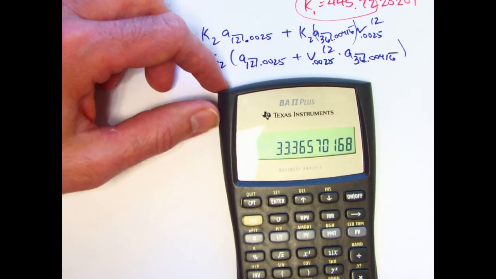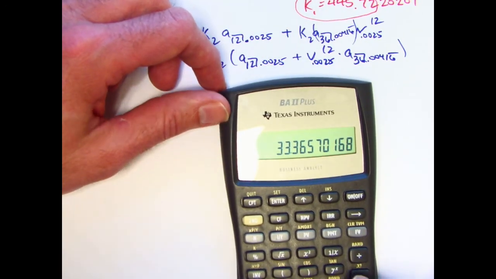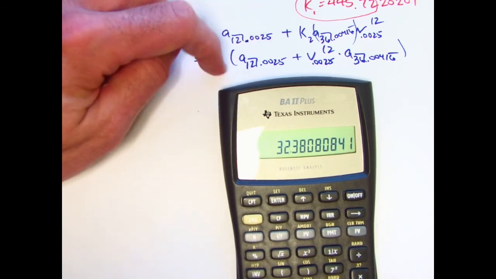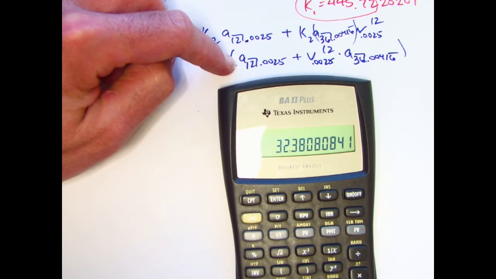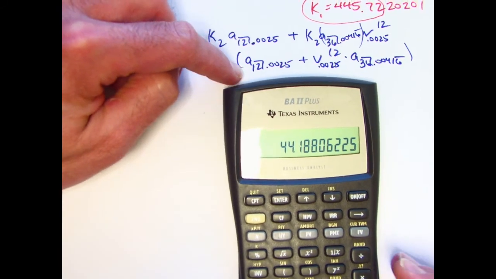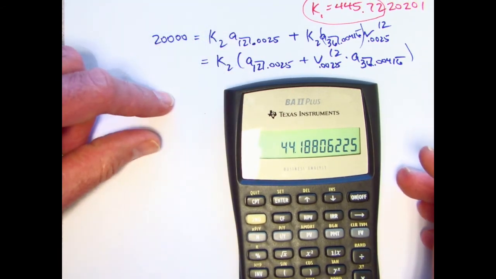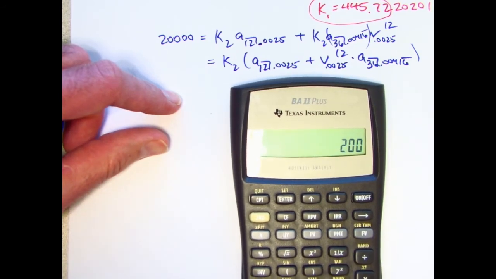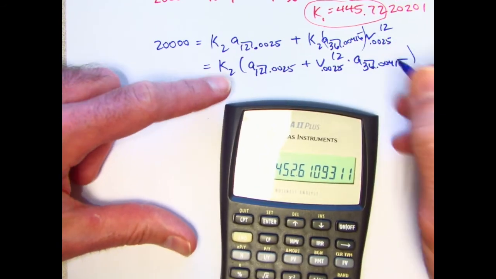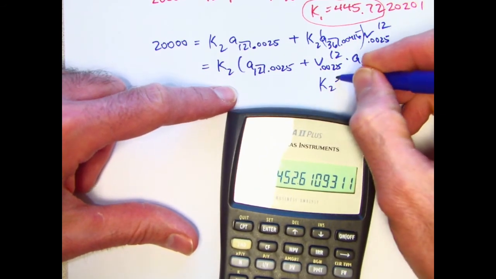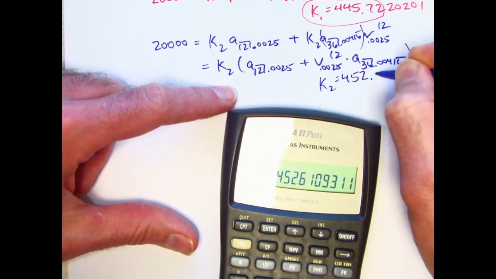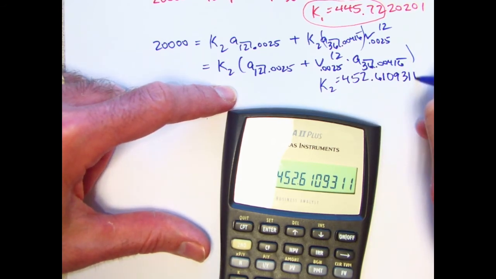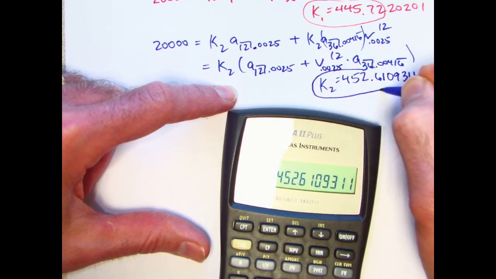Okay. Multiply what's in register 3 by what's in register 2 times recall 2. Now add what's in register 1 plus recall 1. This quantity in parentheses is about 44.188. Take its reciprocal times 20,000. K2 is a bit bigger, 452.61. And if you carry more decimals, you get that.